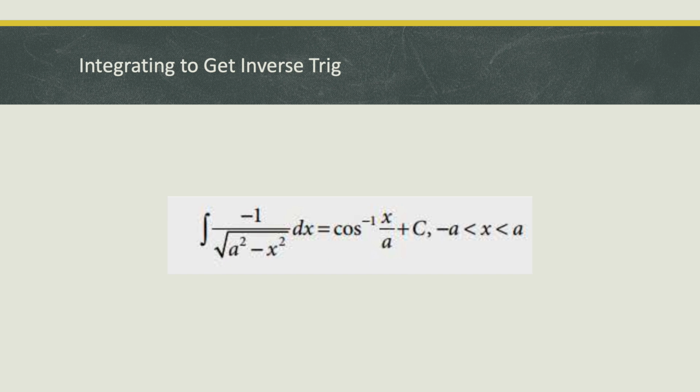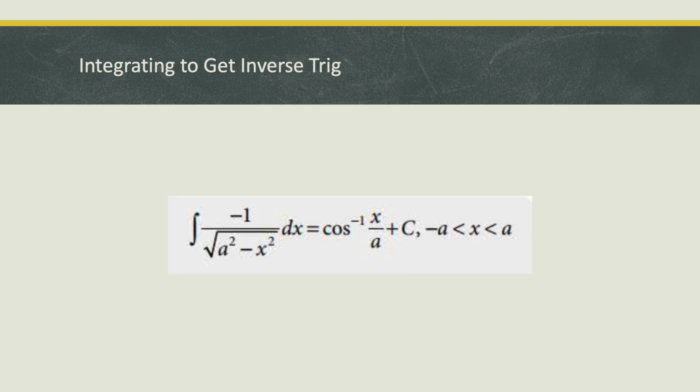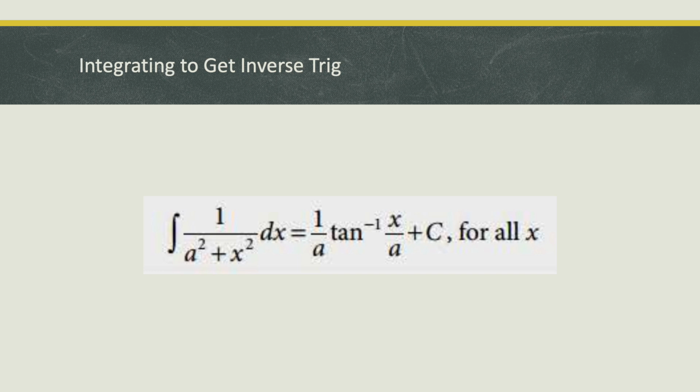For cos inverse, it is pretty much the same as sine inverse, except the top now is a minus 1. And tan inverse is a bit more recognizable, as the bottom is not a root, but the top is positive, and it is a squared plus x squared instead of a squared minus x squared.